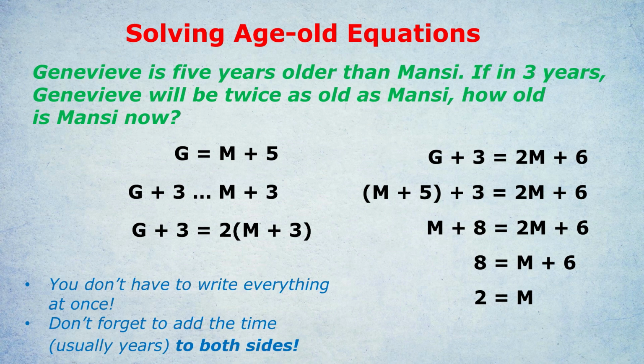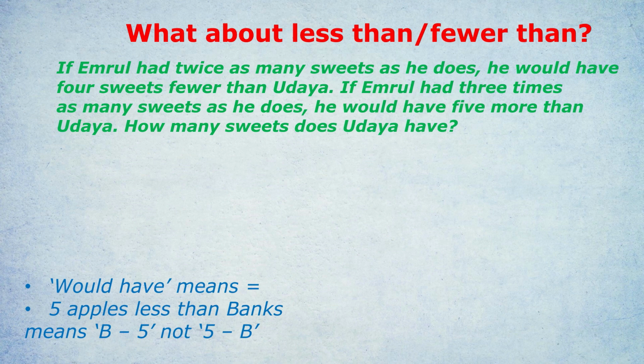Time for a harder example. What about less than, fewer than? The reason I use this example is many students make mistakes when it comes to less than and fewer than. I give a quick example down below, but we'll do a harder example on top. 5 apples less than Banks means b minus 5, not 5 minus b. I know the number 5 came first, but we don't write 5 minus b for 5 apples less than Banks. We write b minus 5. That's something to bear in mind, because quite a lot of students make that mistake in my experience.